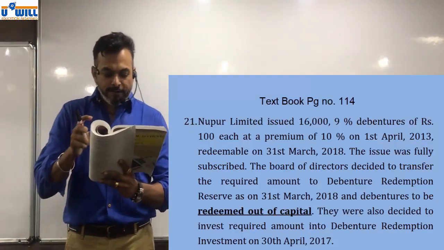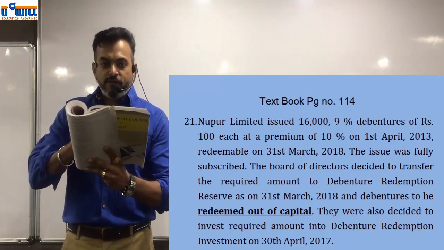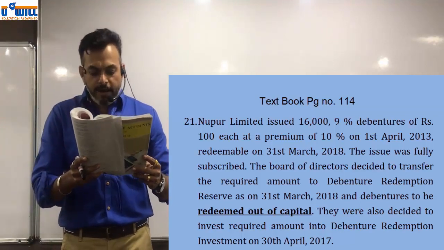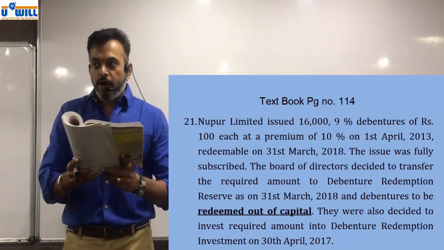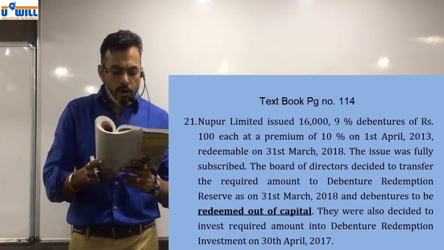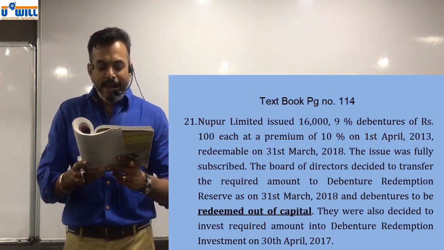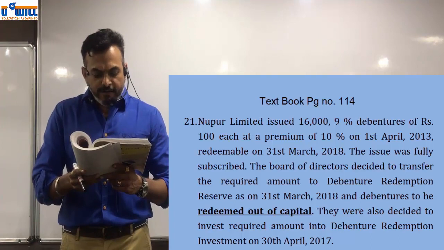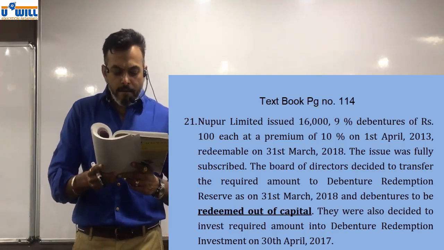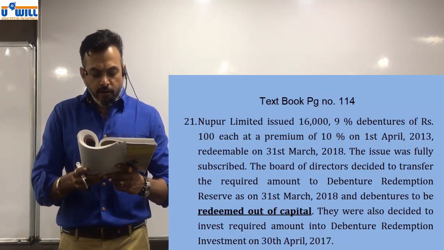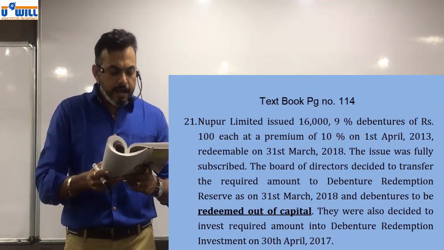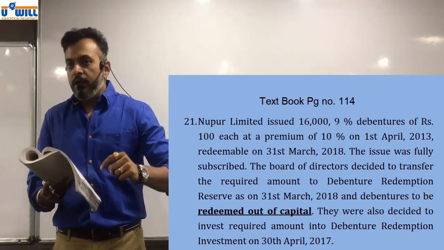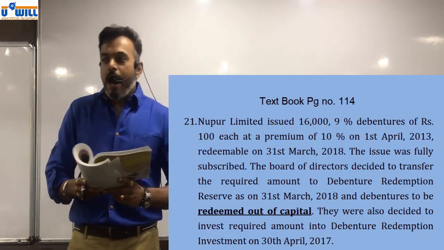Question 21, page number 114. Nupur Limited issued 16,000 9% debentures of 100 each at a premium of 10% on 1st April 2013, redeemable on 31st March 2018. The issue was fully subscribed. The board of directors decided to transfer the required amount of debenture redemption reserve as on 31st March 2018 and the debentures to be redeemed out of capital. Underline this. Out of capital.